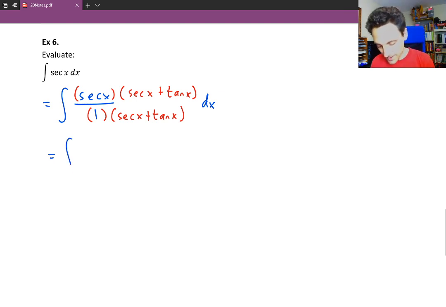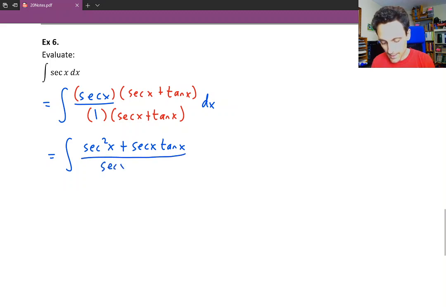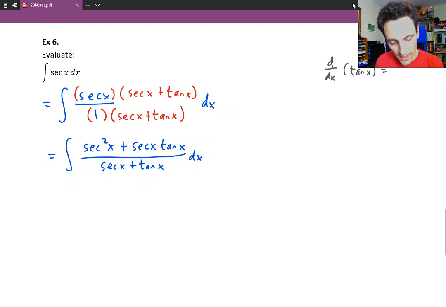Okay, so notice what this does to the top. We get secant squared x plus secant x tangent x over secant x plus tangent x dx. The issue with secants and tangents is that we need things that look like this. The derivative of tangent is secant squared x. The derivative of secant x is, blanking for a second, secant x tangent x.